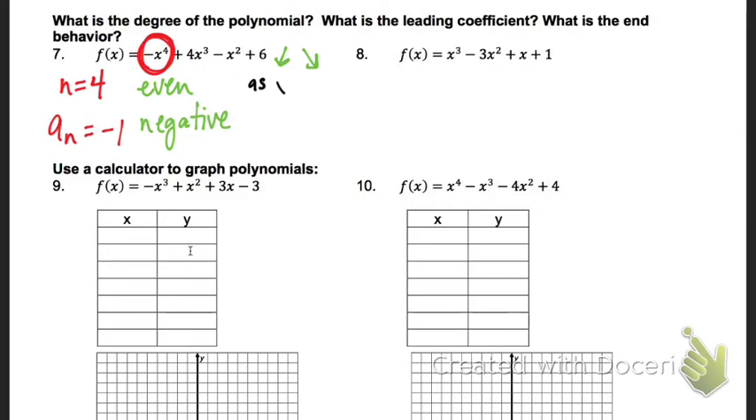So as x approaches negative infinity, f of x approaches what? Negative infinity. As x approaches positive infinity, so to the right, f of x also goes down, so negative infinity.